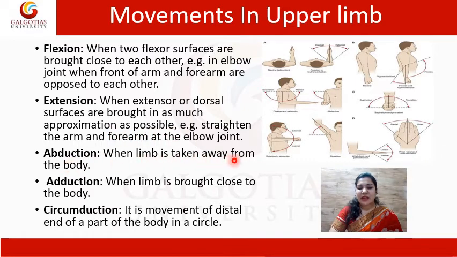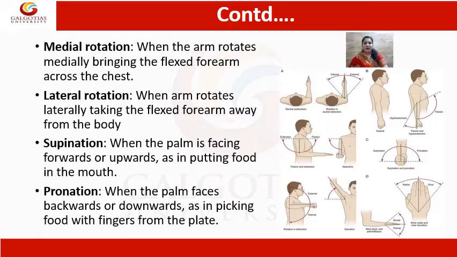Abduction is when the limb is taken away from the body, and adduction is when the limb is brought close to the body. All these movements combined together are called circumduction.